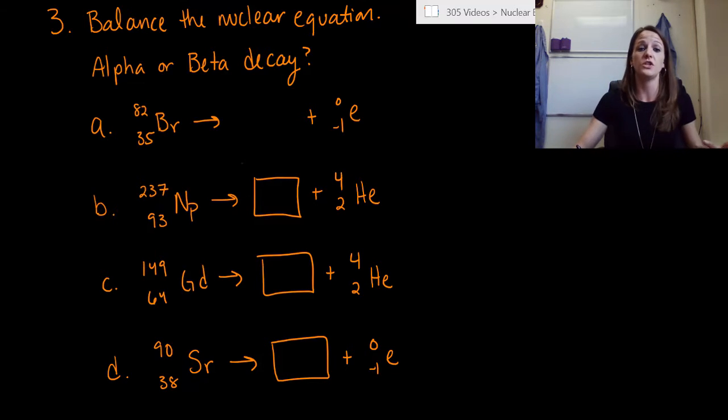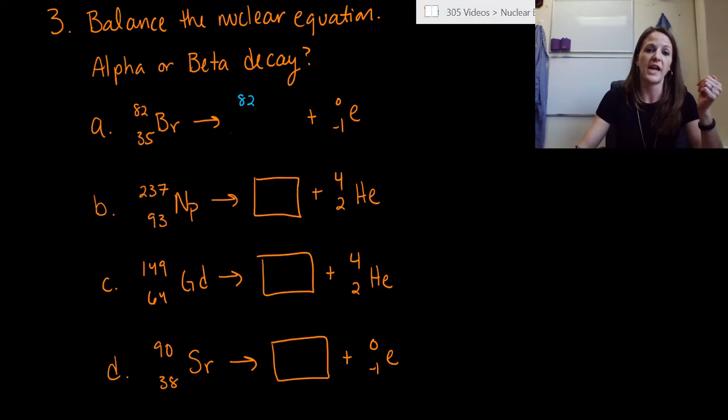So the first thing I'm going to do is balance my superscripts, or my mass number. What I see is I have 82 on my reactant side, 0 on my product side, so the only number this could possibly be is 82. 82 plus 0 definitely gives me 82. That works.